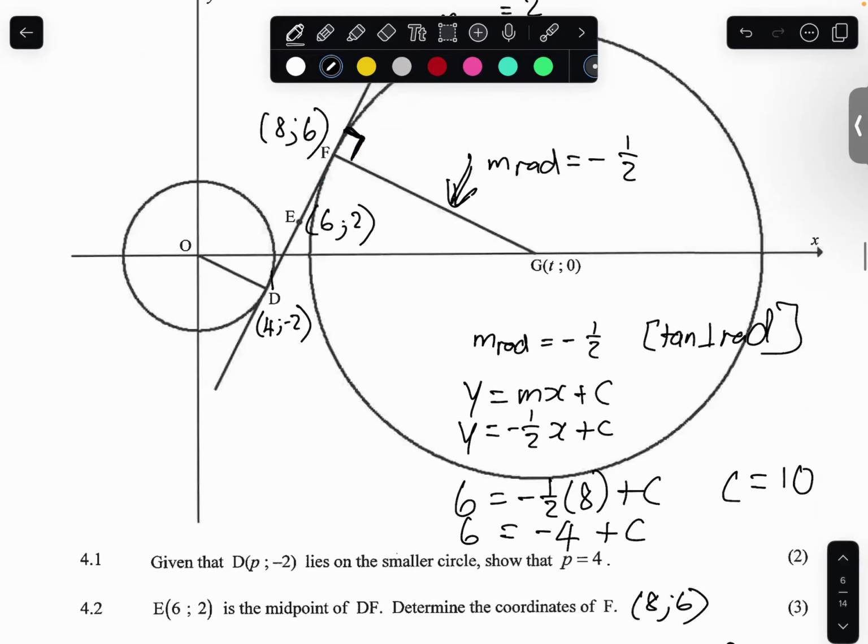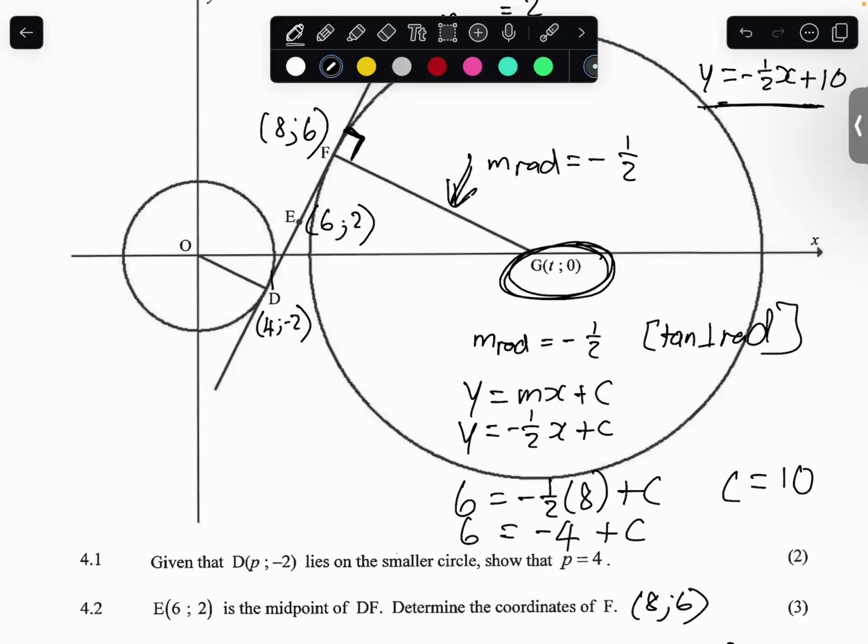Okay, so the equation of the radius graph is y equals minus a half x plus 10. At this point, t or G is the x-intercept of the radius. To get t's value, I'm going to substitute this set of coordinates in place of x and y and solve for the unknown. So this gives me 0 equals minus a half t plus 10.